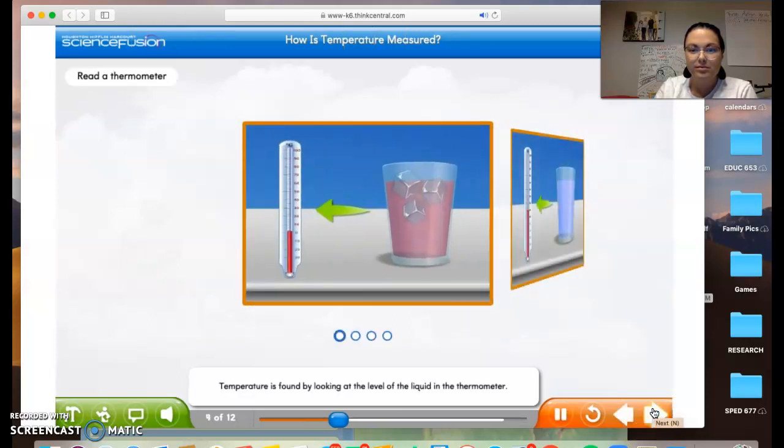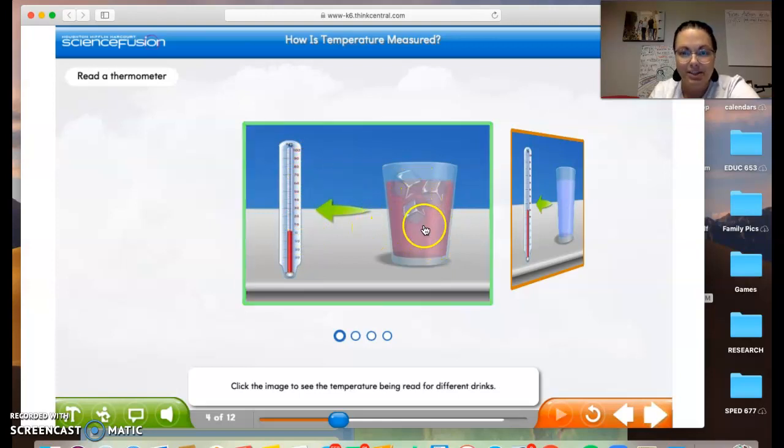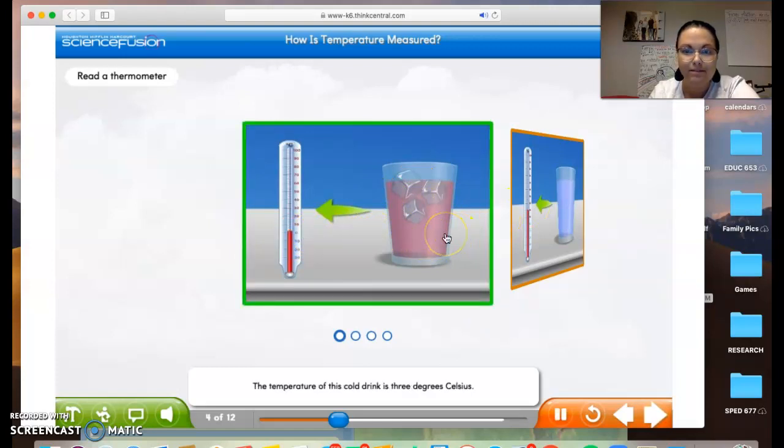Temperature is found by looking at the level of the liquid in the thermometer. The number on the scale beside the top of the liquid tells you the number of degrees. Click the image to see the temperature being read for different drinks. This cup of ice, maybe it's juice with ice in it, is sitting right above 0. The temperature of this cold drink is 3 degrees Celsius.